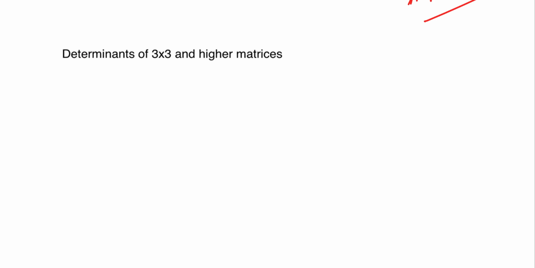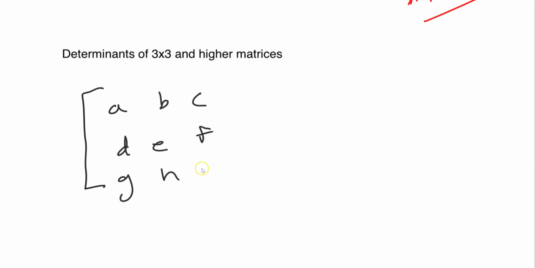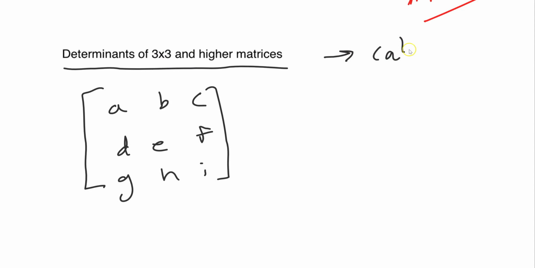How about a 3 by 3 and higher determinants? Well, a couple things. A, B, C, D, E, F, G, H, I. First, before I start this, in our book and in our school, we don't do 3 by 3 determinants by hand anymore. I'm actually just using the calculator. We'll do an example of that in a second.